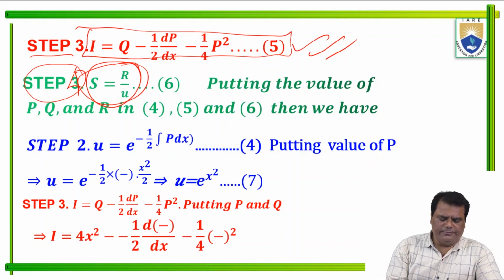So here is step 1. Step 2: u is this. Putting the value of p here, minus 4x, integral 4x.